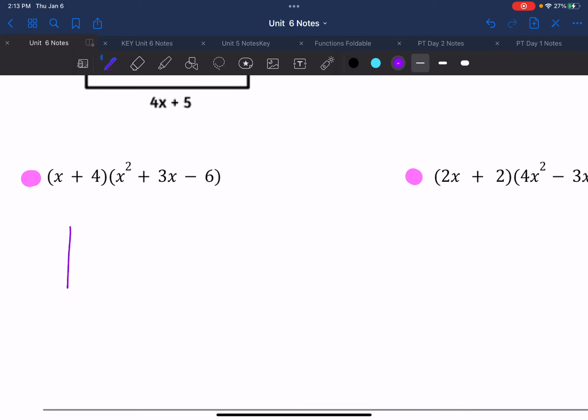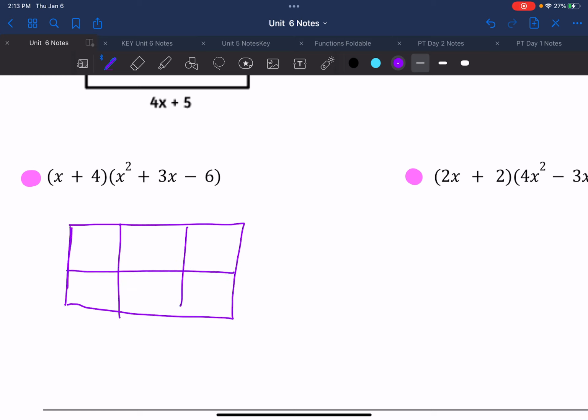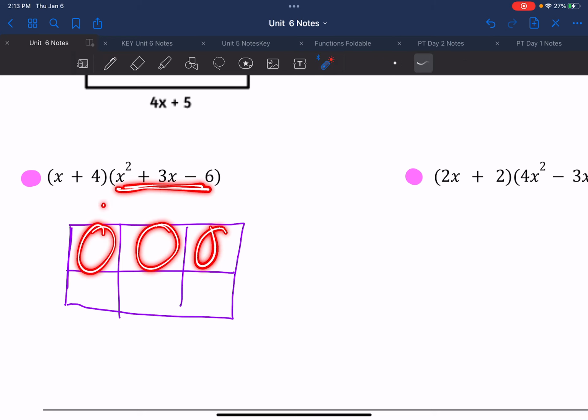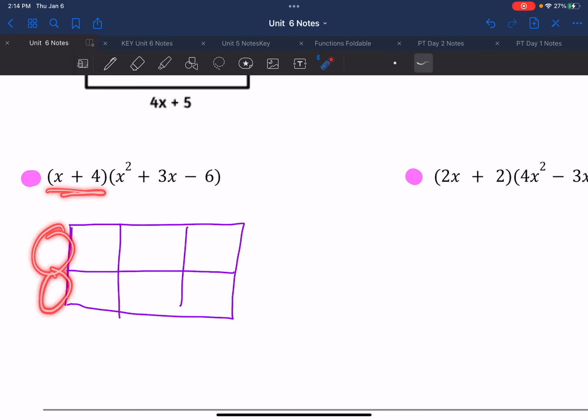Now this is what I mean where it changes depending on how many boxes you need. One side of my box needs to have three little spaces, right? Here's 1, 2, 3, because if I have 3 terms, I need to write 1, 2, and 3 there. On this side here, I need to have 2 because I have 2 terms. All right, so on the top, I'm just gonna say this is x squared. Let's say positive 3x, let's say negative 6. On the left side, I have x, and then I have a positive 4.